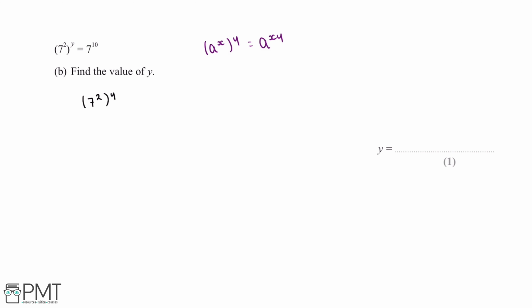So if this is the case, then this means that 7 squared to the power of y will be equal to 7 to the power of 2y. So if 7 squared to the power of y is equal to 7 to the power of 2y, then this means that 7 to the power of 10 is equal to 7 to the power of 2y. And we can simplify this down to 10 is equal to 2y, and this tells us that y is equal to 5.